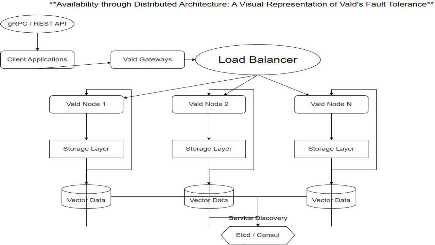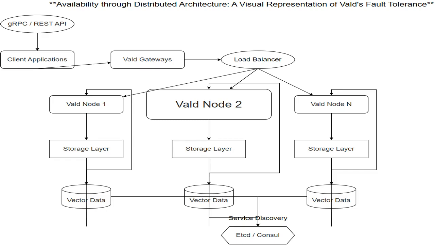Let's look at Vald node 1. This represents a single server or instance within the Vald cluster. Each node stores a subset of the vector embeddings. Now, let's consider Vald node 2. It is another server within the Vald cluster, working in conjunction with other nodes to store and search vector data.